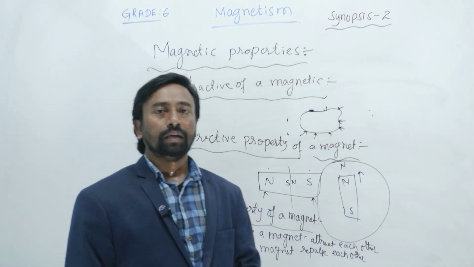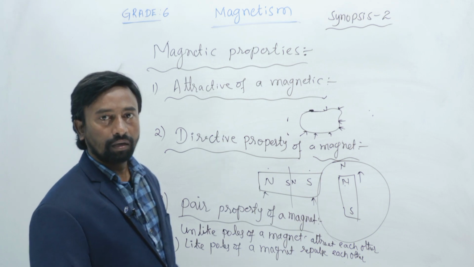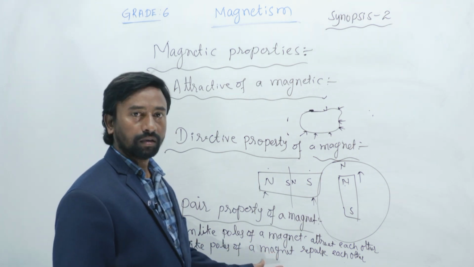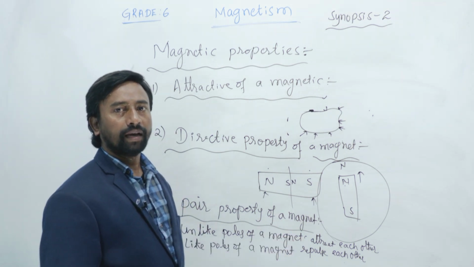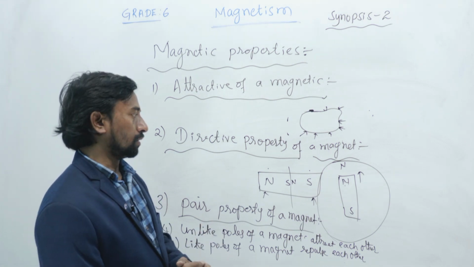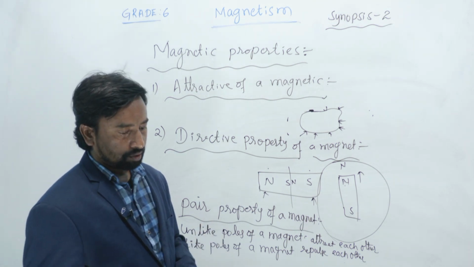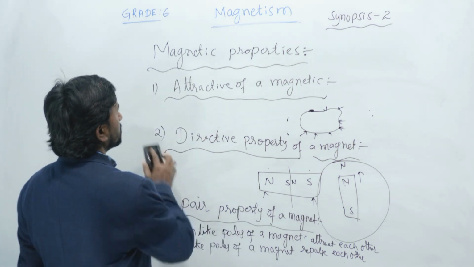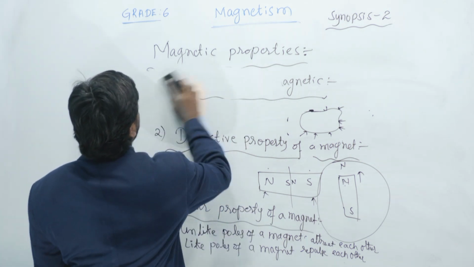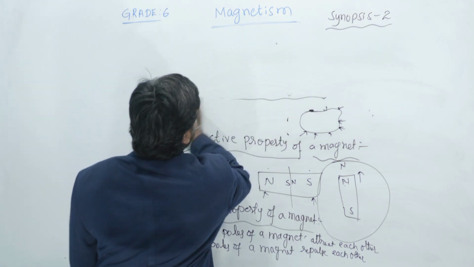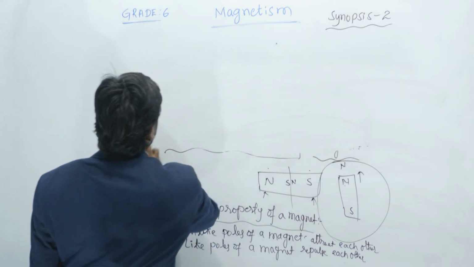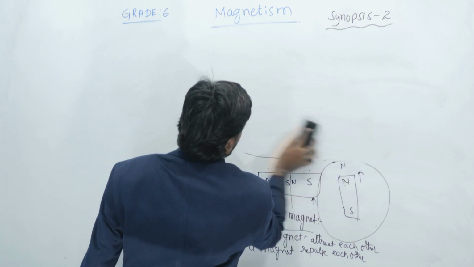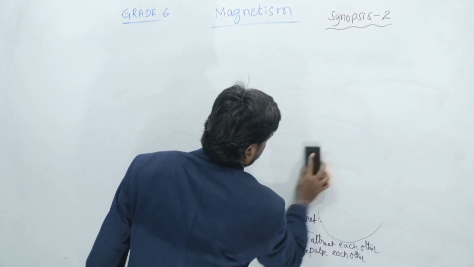And now the test for the magnet: to test whether the magnet has the magnetic property or not, how can we test it? For that, the sure test of the magnetic property is repulsion. Repulsion is the sure test of a bar magnet.